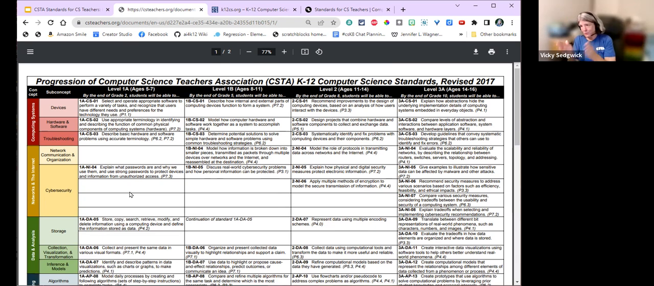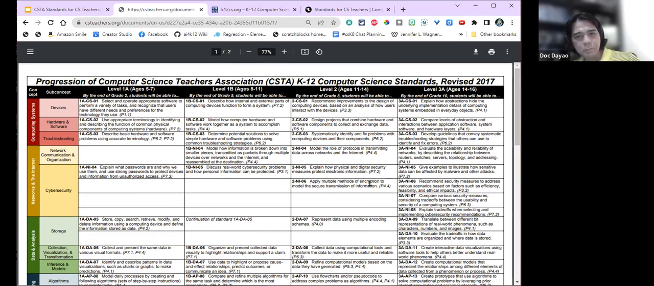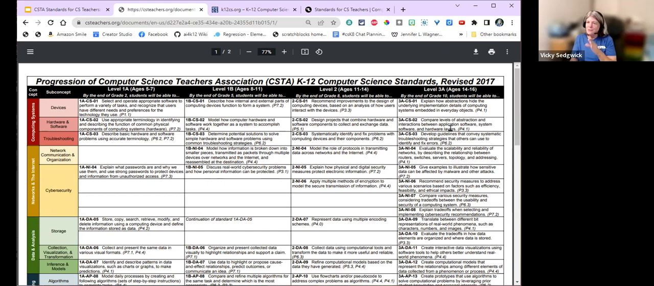Every state has to adopt their own standards. Some states just adopted the CSTA standards blanket. Others went through and said, we don't want this to say continuation of this standard. We want 3rd to 5th to do something different. So they wrote a standard to go in here. Others may have been using some specific curriculum up in high school that they felt wasn't as well represented as they wanted it to be in level 3, so they added some additional things.